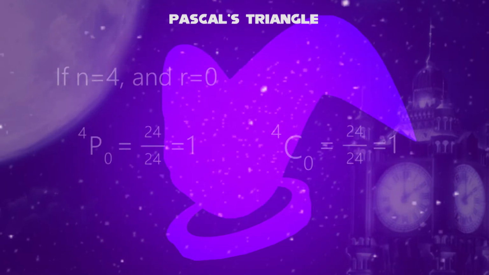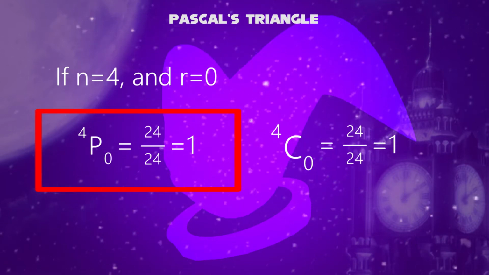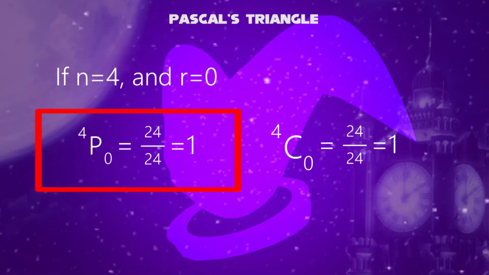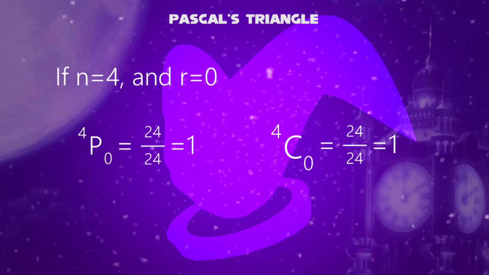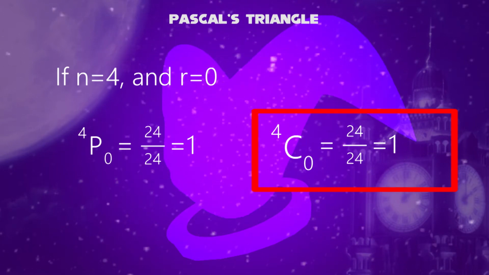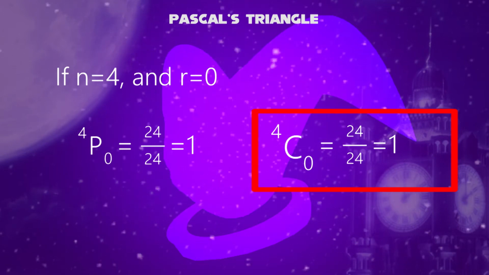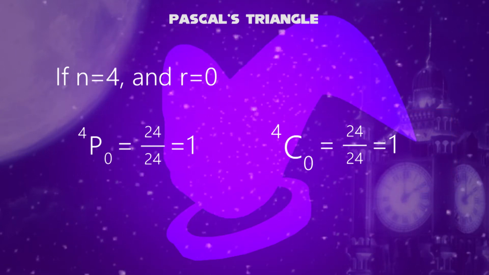For example, let n equals 4 and r equals 0. The value of permutation is 4P0, equal to 24 divided by 24 equals 1. Whereas the value of combination is 4C0, equal to 24 divided by 1 times 24, equals 1. That is the same value as permutation.